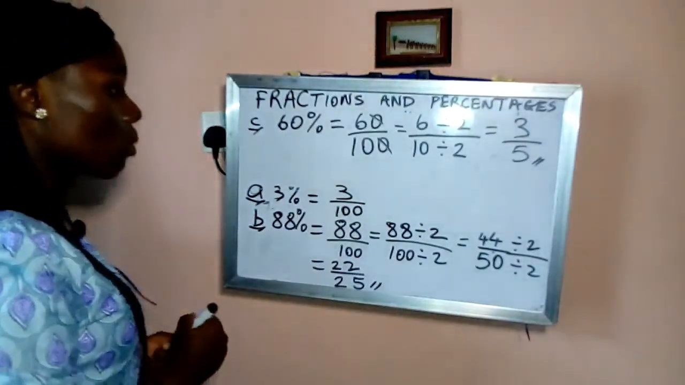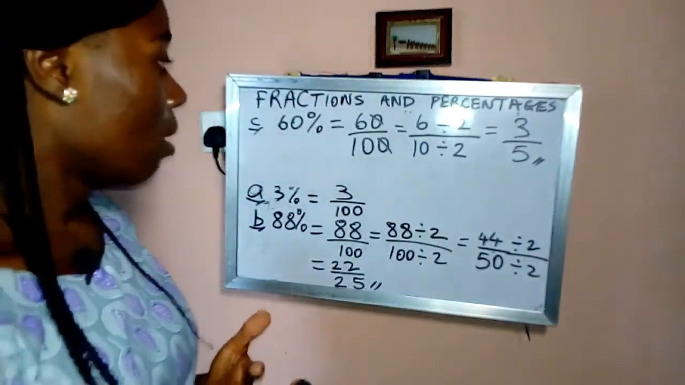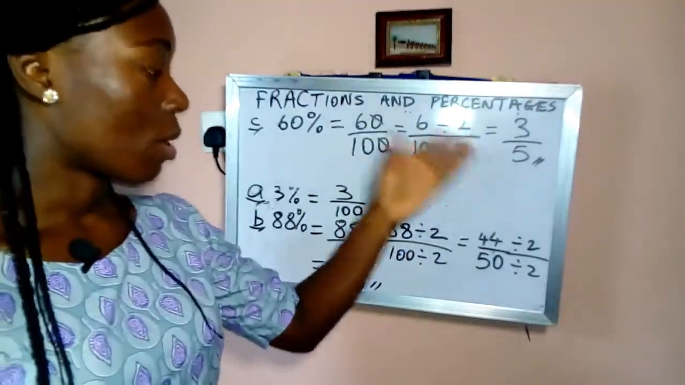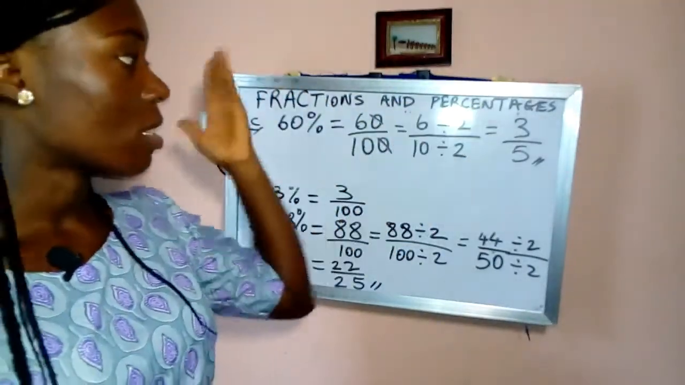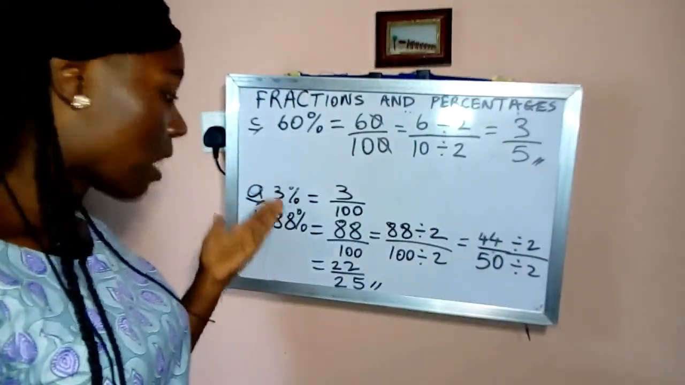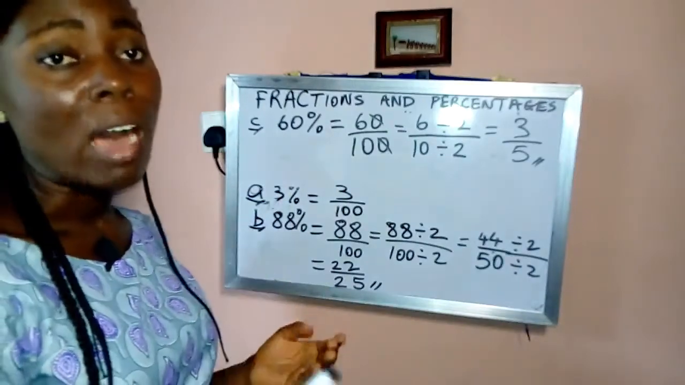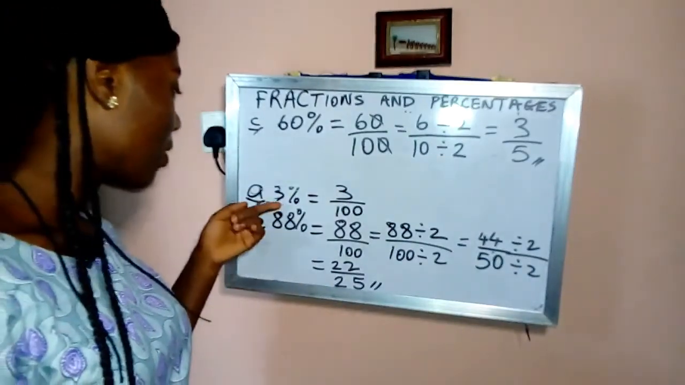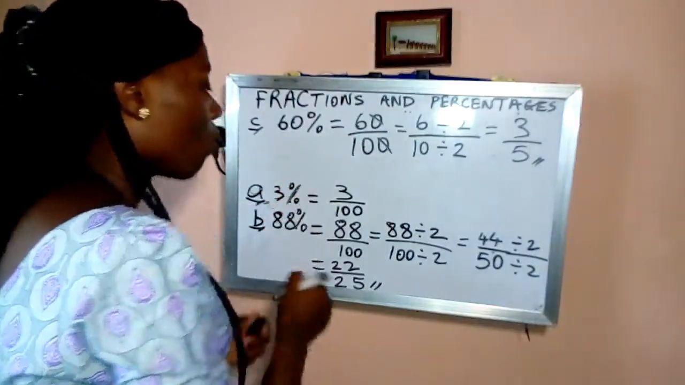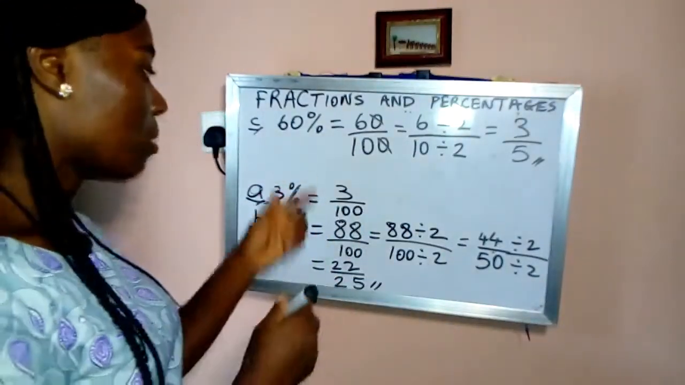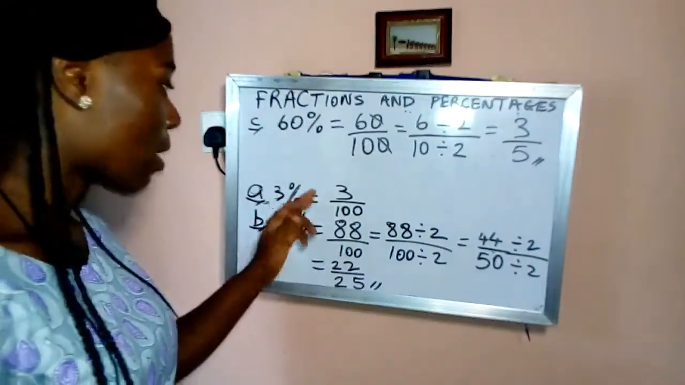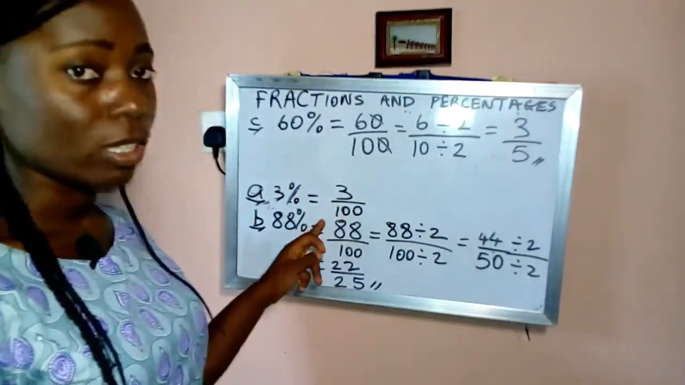So now, I would simply go over it again. When you are told to change a percentage to a fraction, now you simply have, like I told you, a percentage simply means out of 100. So when you are given 3%, it simply means 3 over 100, or 3 per 100, or 3 out of 100. That's why we have it as 3 over 100.